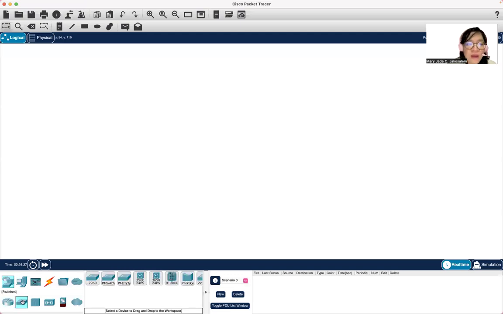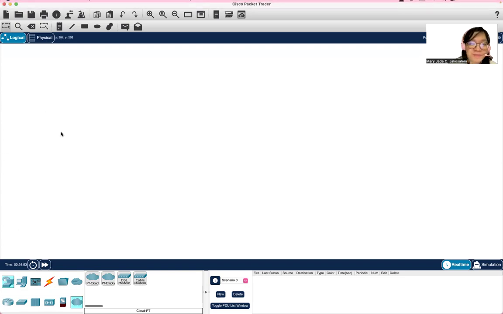We have switches. We also have different models of switches. We have here hubs. We have 3 models of hubs. We have here wireless devices. We have here security devices like your firewalls, etc. And we have here the WAN emulation. So these are examples of your intermediary devices as found in the Cisco Packet Tracer.